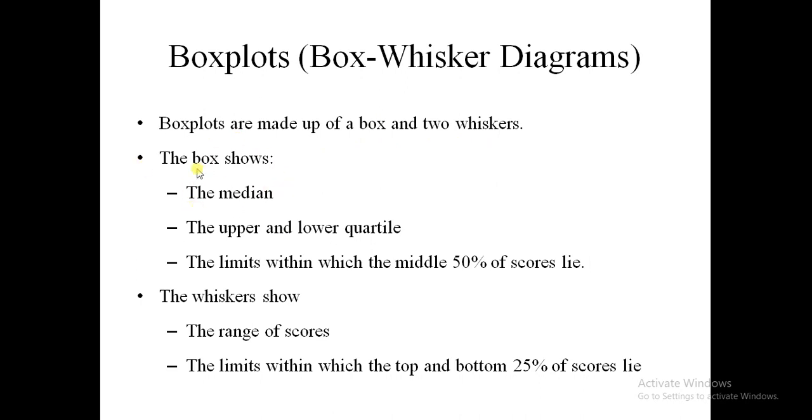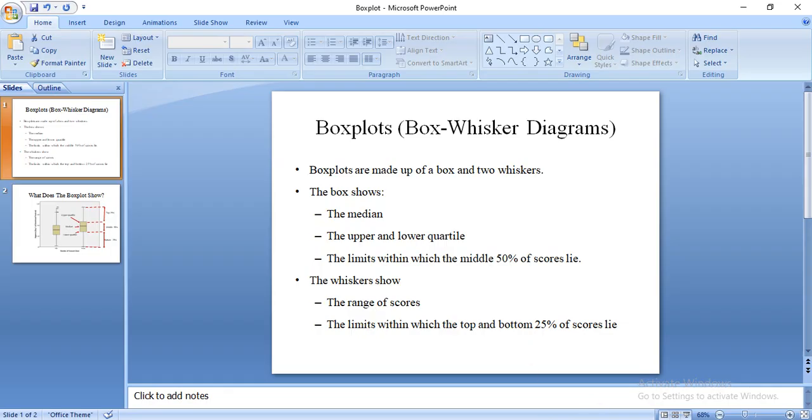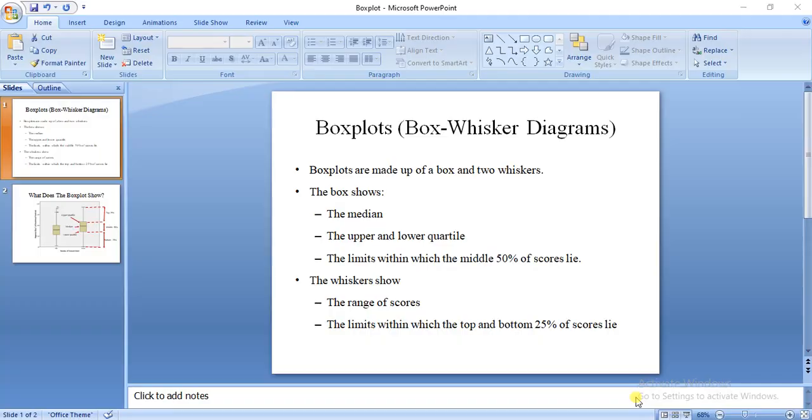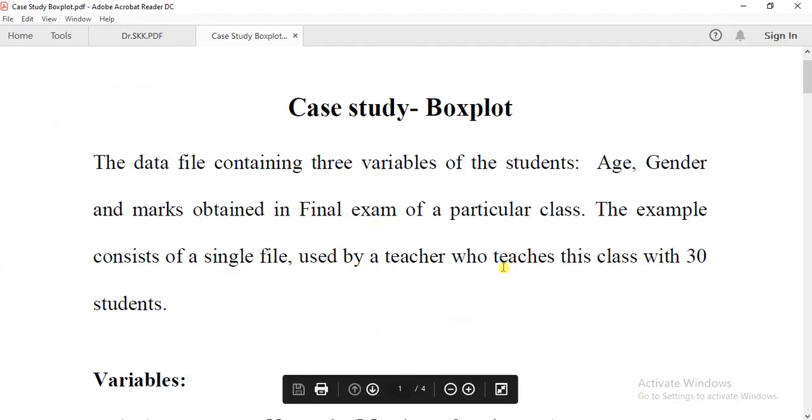We can divide box plot into three: one is median, second is upper quartile, and third is lower quartile. The box shows the limit within which the middle 50% of scores lie, and the whiskers show the range of the scores. We can see this phenomenon in a case study, so I will explain box plot with the help of this case study.